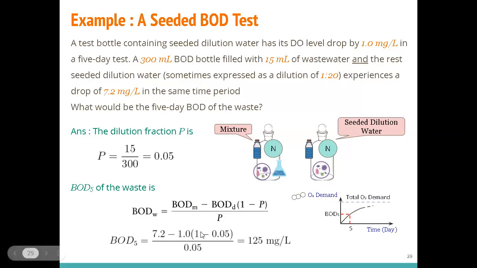It's so much larger than the mixture and also than the dilution water, because it's just a very small amount, right? It's 15 milliliters containing a lot of organic material. The wastewater is supposed to have more organic material than your dilution water, right?